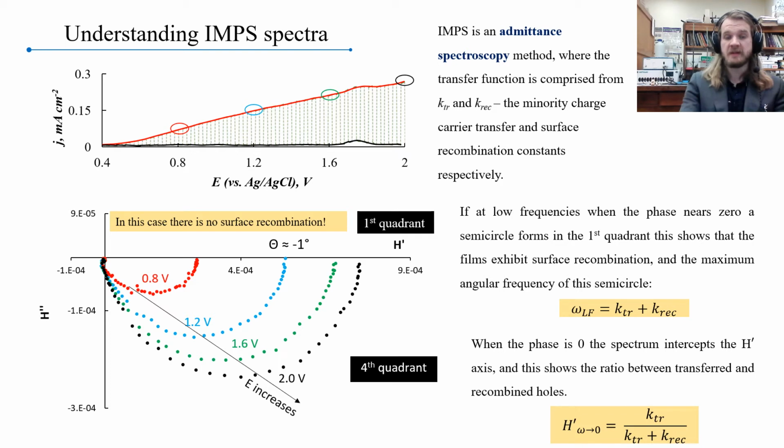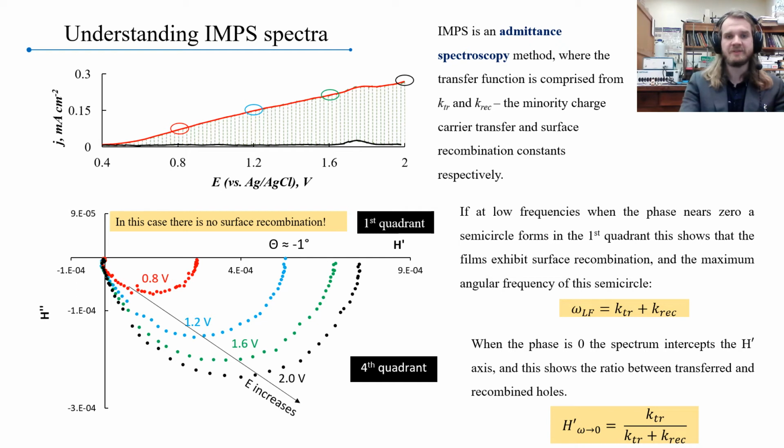Unlike PEIS, IMPS is an admittance spectroscopy method, which means that conductivity is measured rather than impedance. The IMPS transfer function is written with respect to rate constants of hole transfer across the space charge layer and recombination at the semiconductor electrolyte interface. A set of typical spectra obtained for tungsten oxide films is shown here. The spectra had been measured at the potentials indicated on the polarization curve shown above.